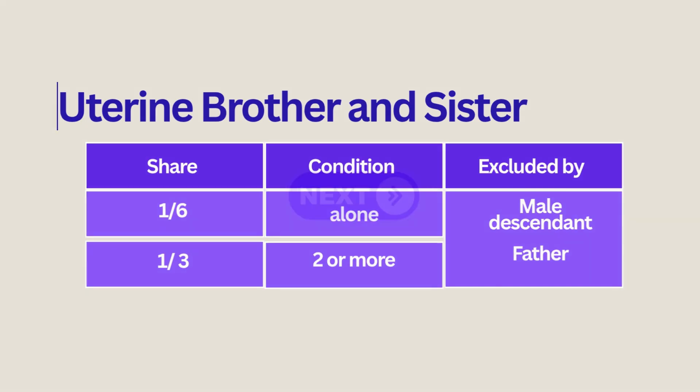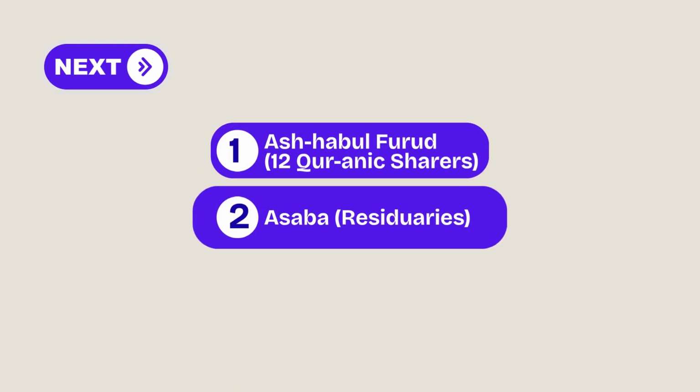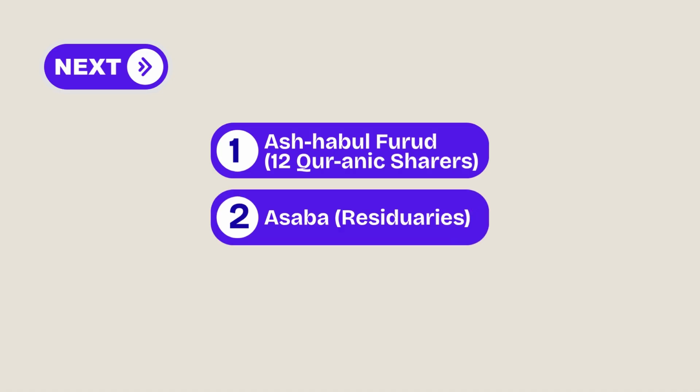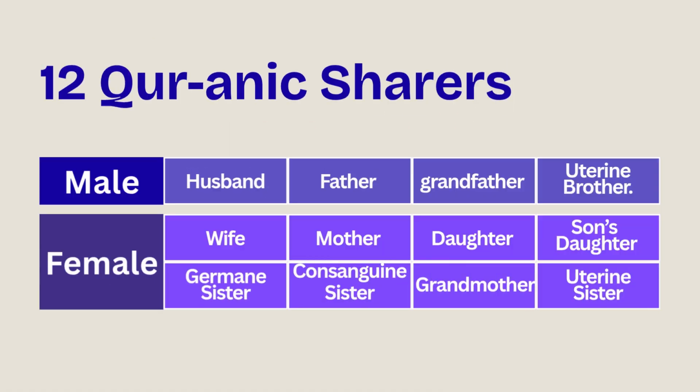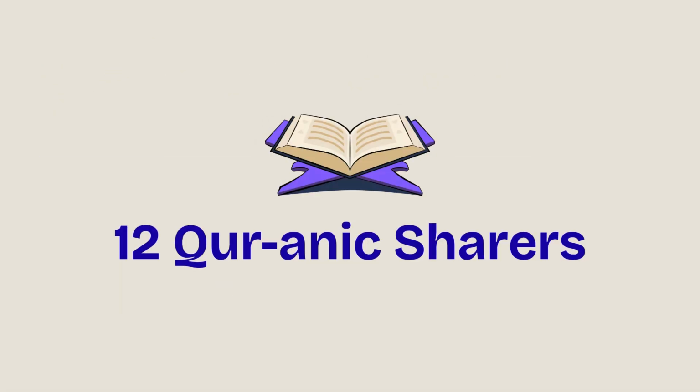Later on, we'll talk about the residuaries, those who inherit what's left after the Qur'anic Sharers receive their portions. We'll also learn how to calculate actual shares using what we've just discussed. But for now, make sure you've mastered the 12 Qur'anic Sharers, because everything else in Islamic succession builds from here.